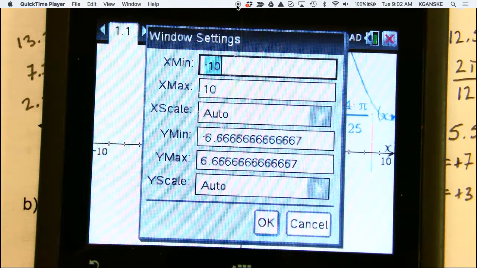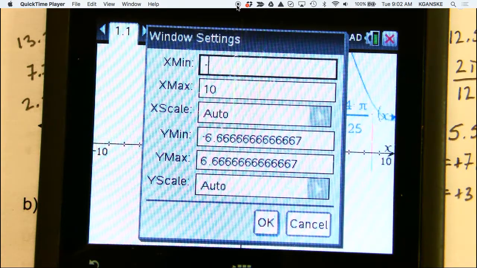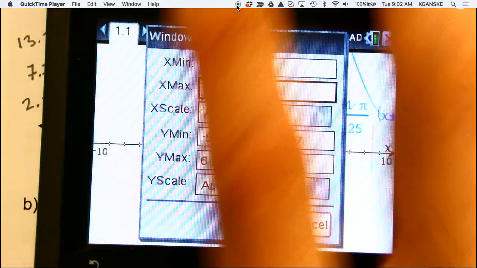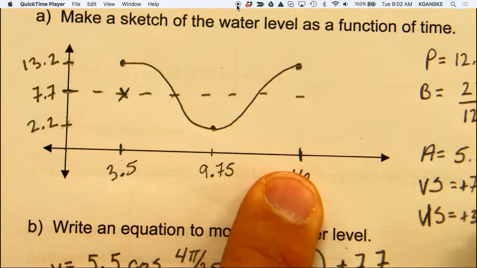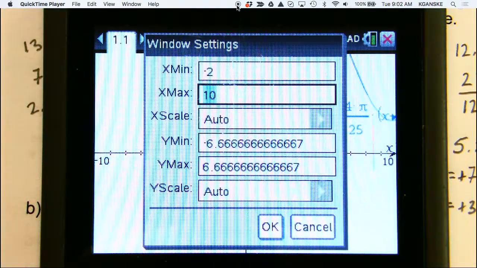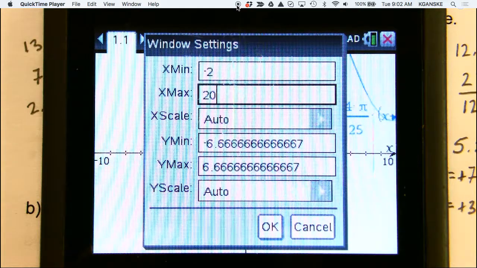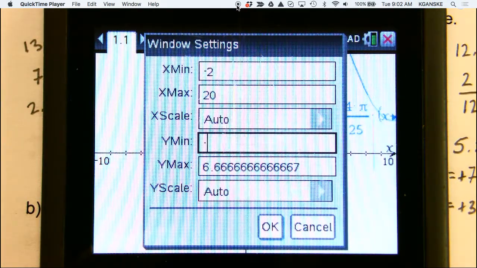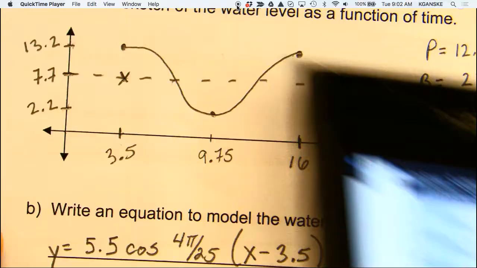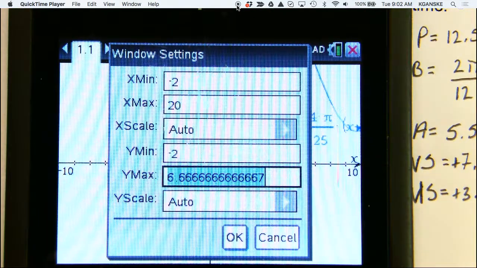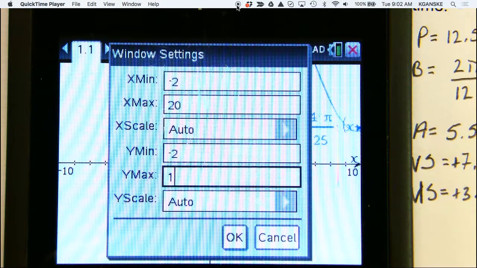So my x min, I don't really need too much of that because we're not going negative. My x max, at least out to 16, so just a little bit more. Okay, so I'm going to put, I don't know, 20. Okay, y min, we don't need any of that, so I'm just going to leave minus 2 there to leave a little bit of space. And then the y max, I needed at least 13.2, so I'll put something like 15 there just so it fits nice.